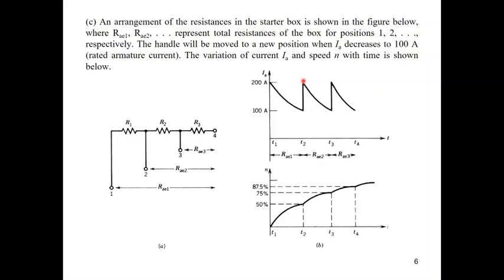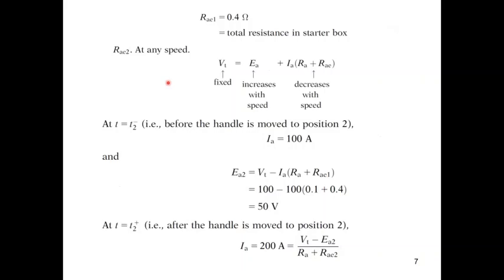We can consider at any instant that there is a previous value and there is a value after this instant. So this is what we are going to do in order to calculate the starting resistance. So simply at T2, let's see the conditions. For the first time, the rheostat equals 0.4 ohm, and in this case, we can calculate the current.